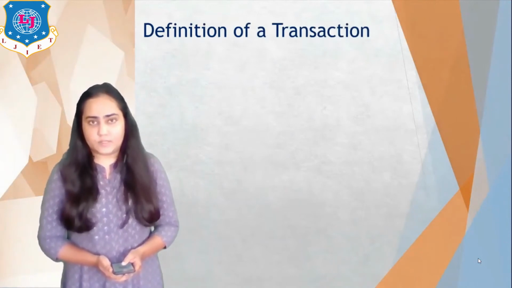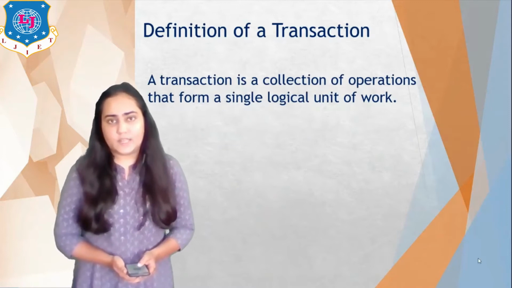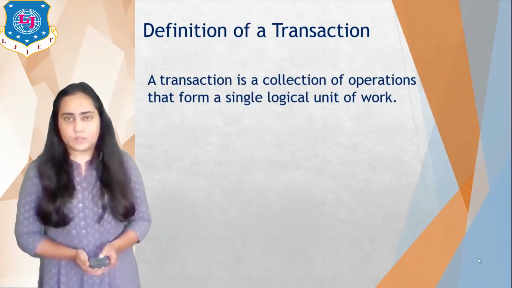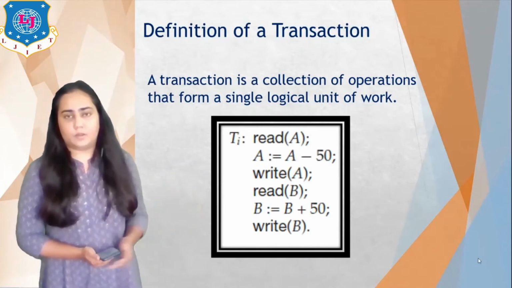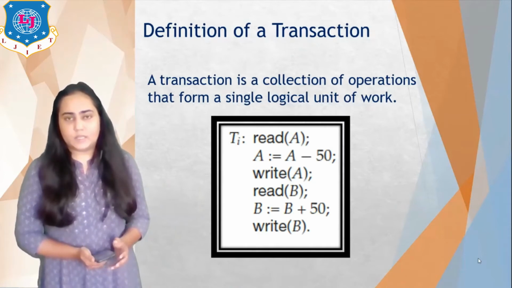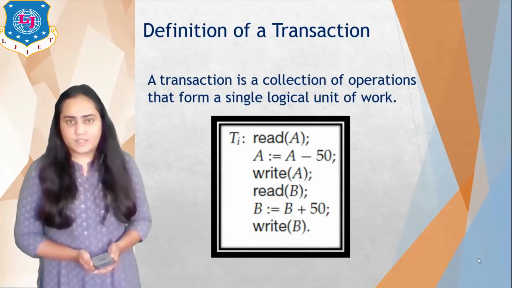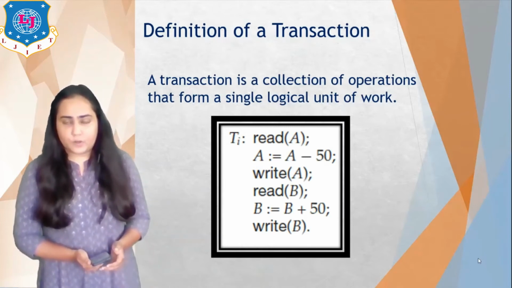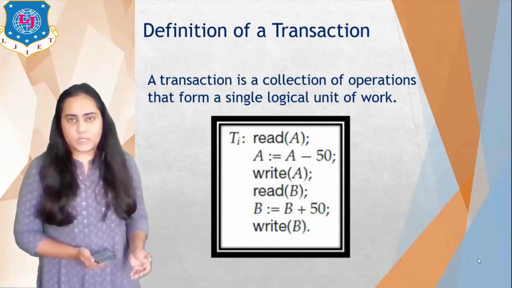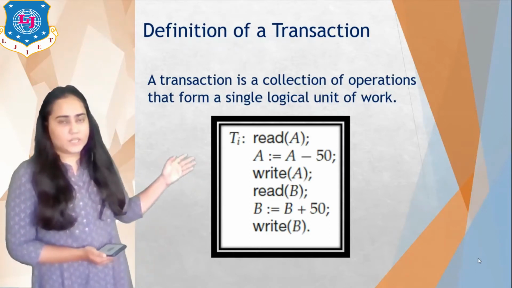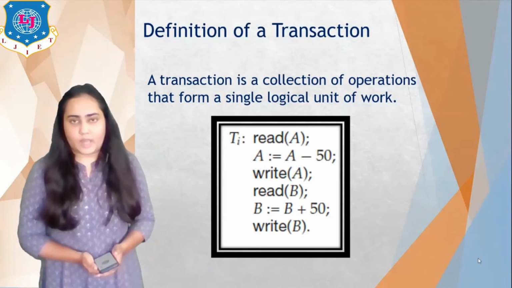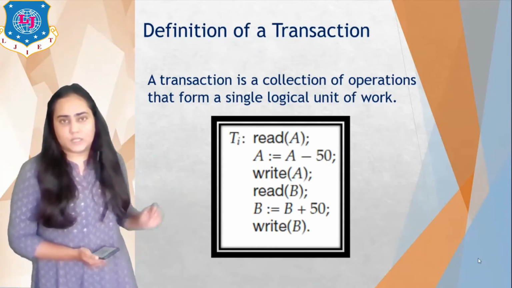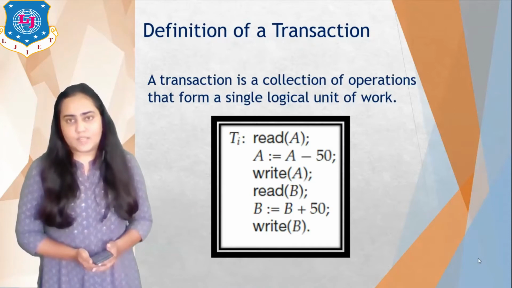First, let's define a transaction. A transaction is a collection of operations that form a single logical unit of work. Here you can see on your screen an example of a transaction. You can see some read statements and some write statements. Basically, what this transaction does is transfer some amount from one data item to another. As you can see, there is data item A, and from data item A, 50 is deducted, and then the same 50 is added into data item B. So this is how a transaction works.